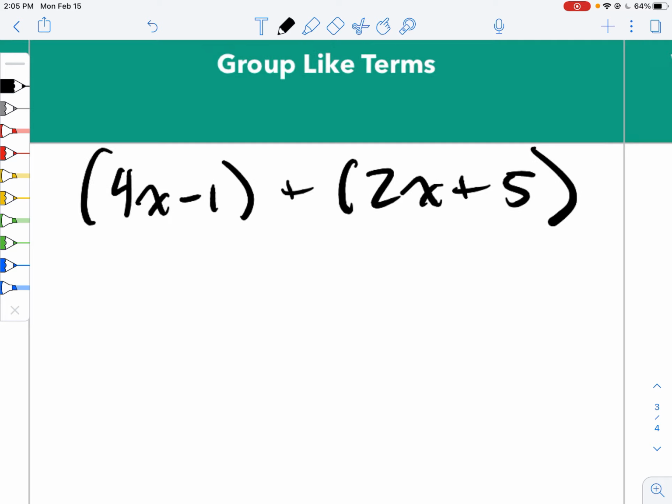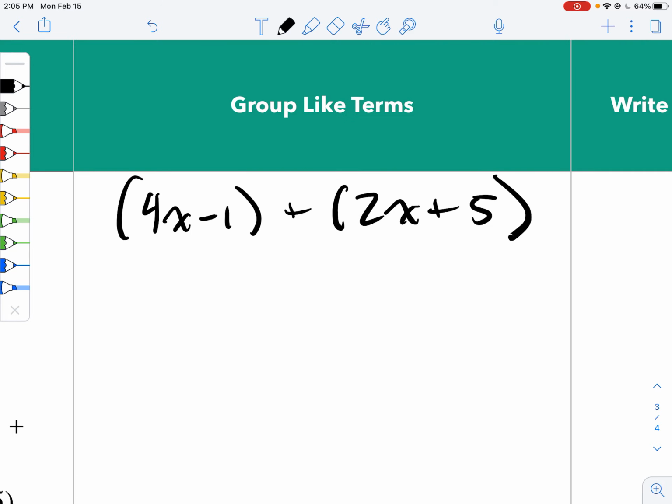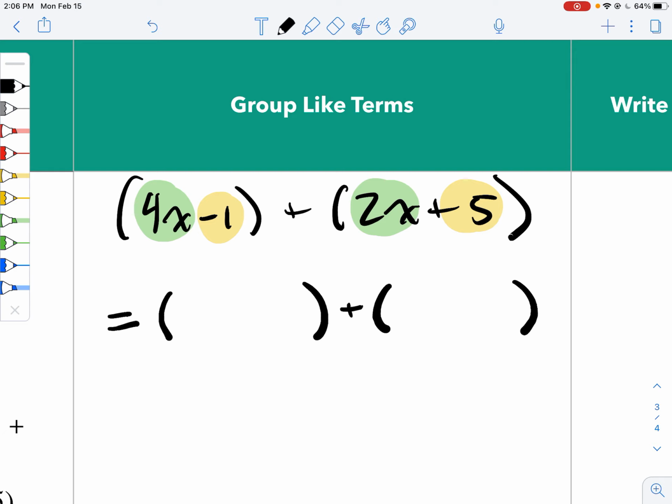And how we group like terms is we want to figure out what they have in common. Well, here we have an x term, 4x, and here we have an x term, 2x. We also have a 1's term of -1 and a 1's term of 5. So we can combine those together by putting all of our green guys on one side and all of our yellow guys on the other side. Of course, they don't have to be green or yellow, I just happened to pick them.